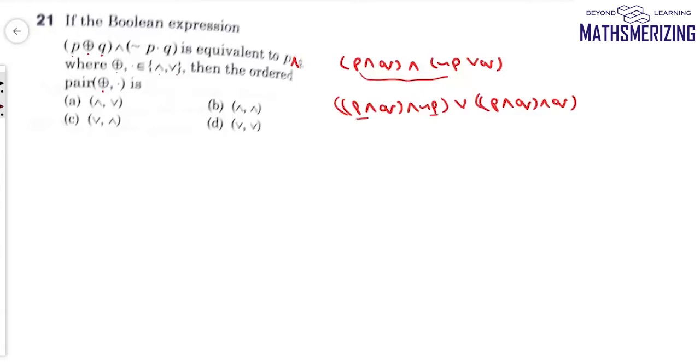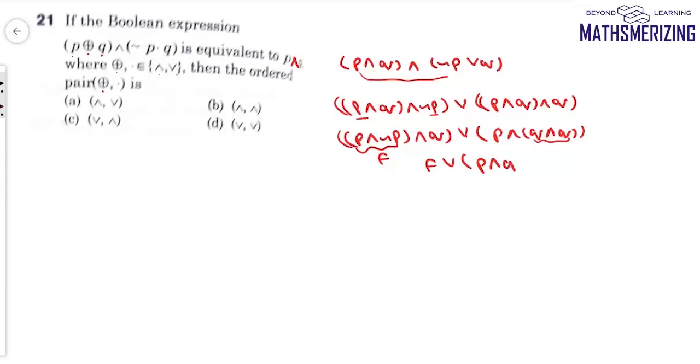Now conjunction is commutative and associative, so I can write P and not P and Q, or, and here I can write P and, and this is Q and Q. Now P and not P is simply false, and false and Q is simply false. So this is false, or, and Q and Q is simply Q. It is P and Q. Now false or A is simply A. So this is equivalent to P and Q. So our first option itself is equivalent to P and Q. So basically this is option number A.